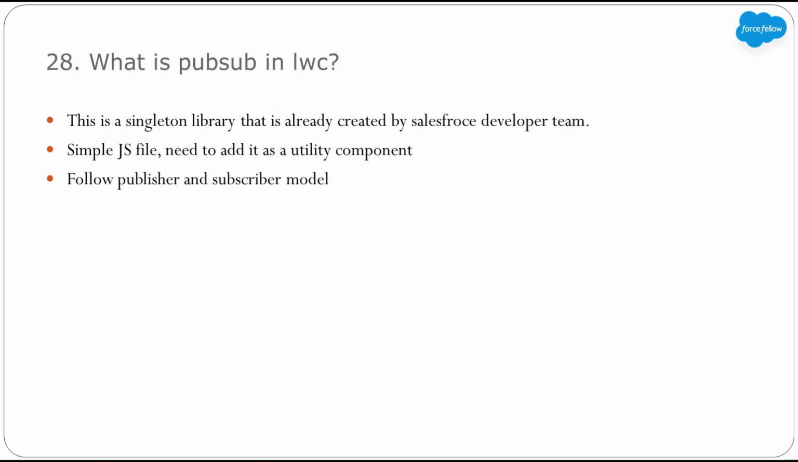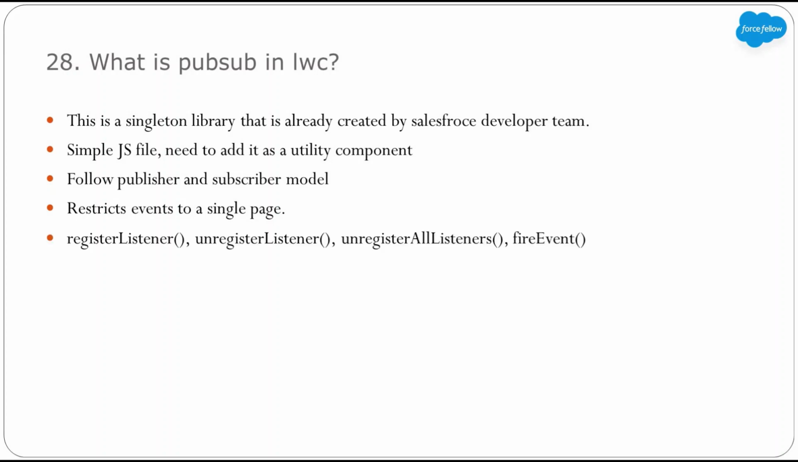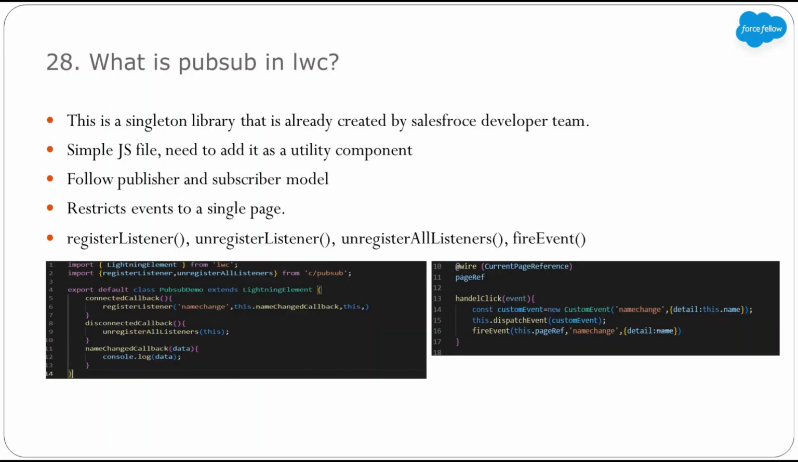Next, Pubsub follows the publisher and subscriber model. There are two things, publisher and subscriber. Publisher means who will push the changes. Subscriber means you will get a notification when new changes are pushed. And Pubsub works on a single page. There are multiple methods available in the Pubsub library, like register listener, unregister listener, unregister all listeners, and fire event. Let's discuss an example of how you can use the Pubsub library in your LWC component.